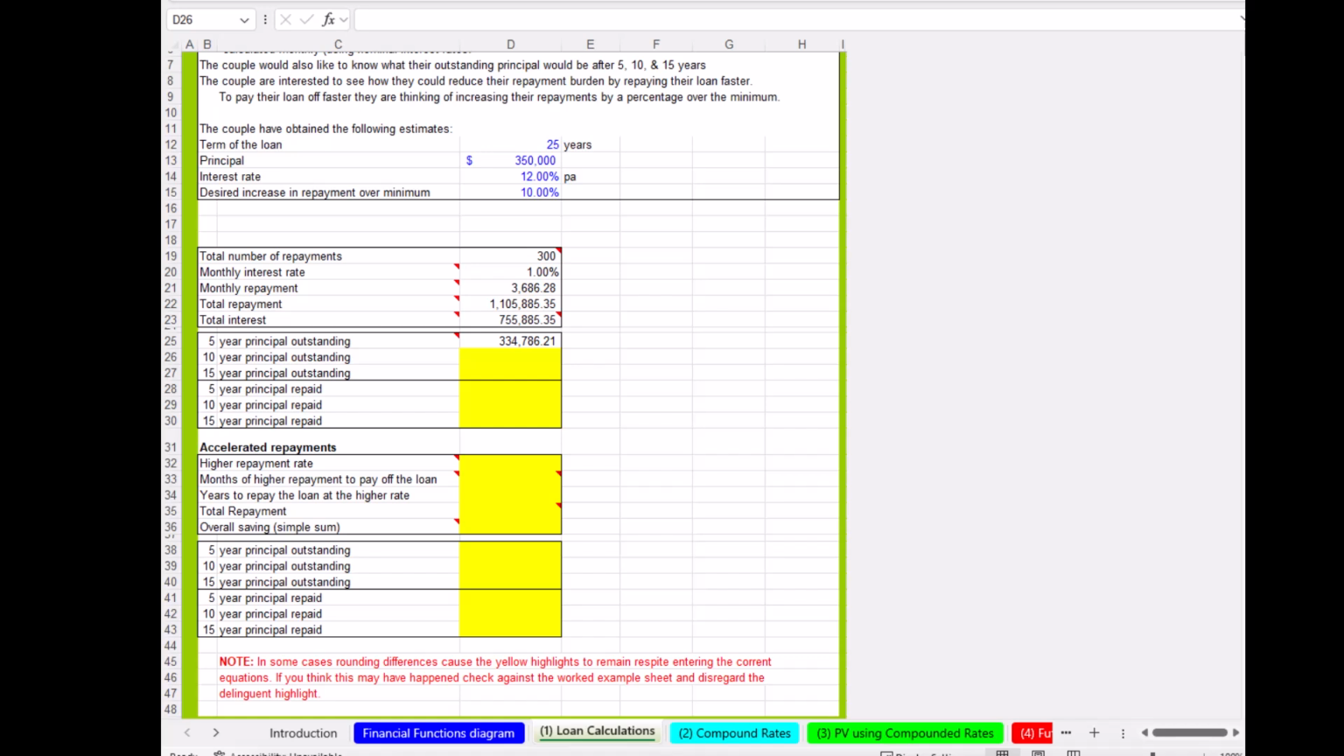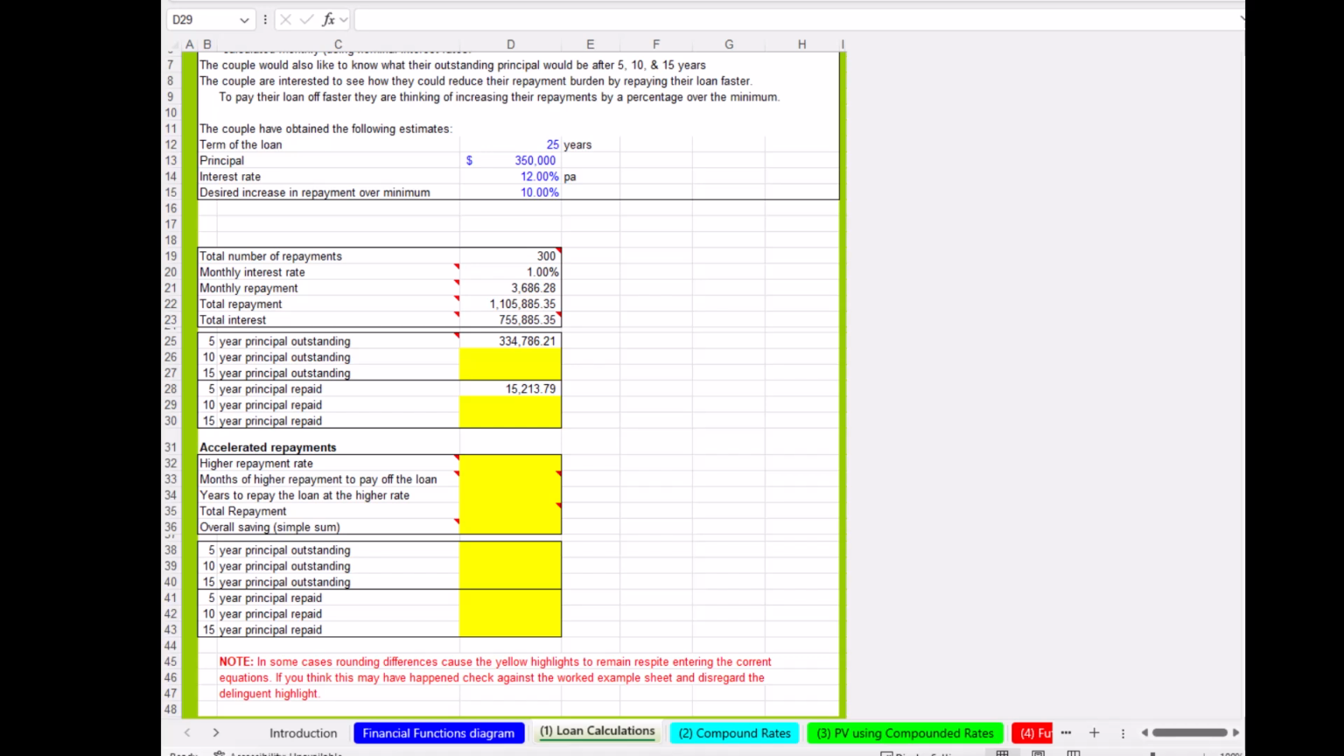Likewise, to come down here and work out how much principal I've paid, I again do that with a simple subtraction. I say I started off with a loan of $350,000. I have now an outstanding principal of 334, and so that means I only have paid $15,000 despite having paid many times that in loan repayment. I'm going to leave you to calculate the remaining options for the 10 and 15 years.